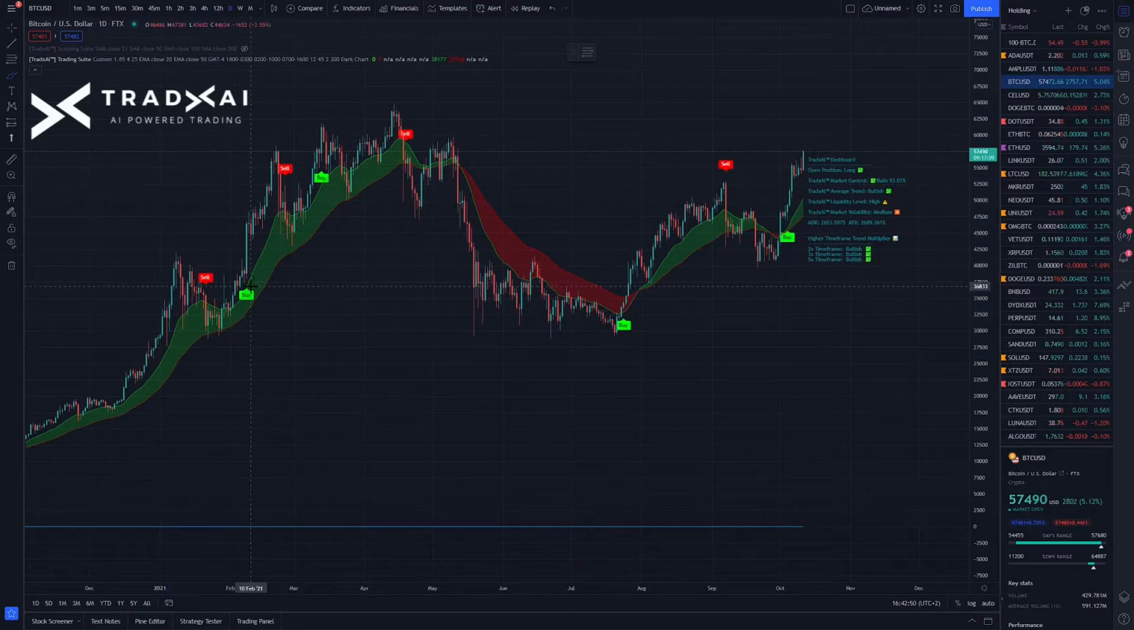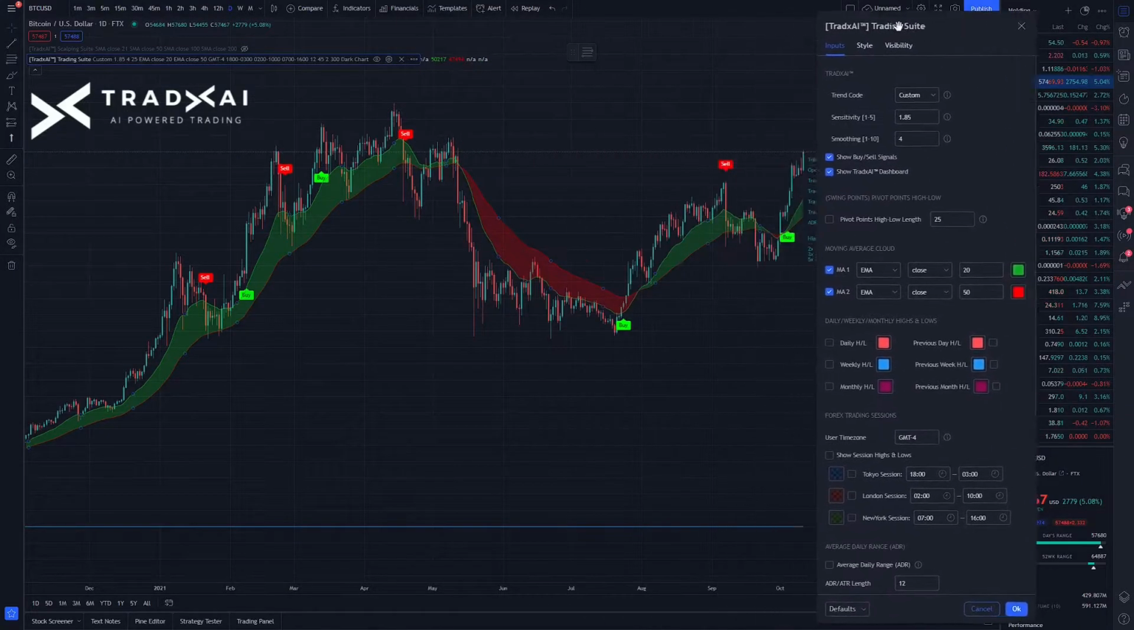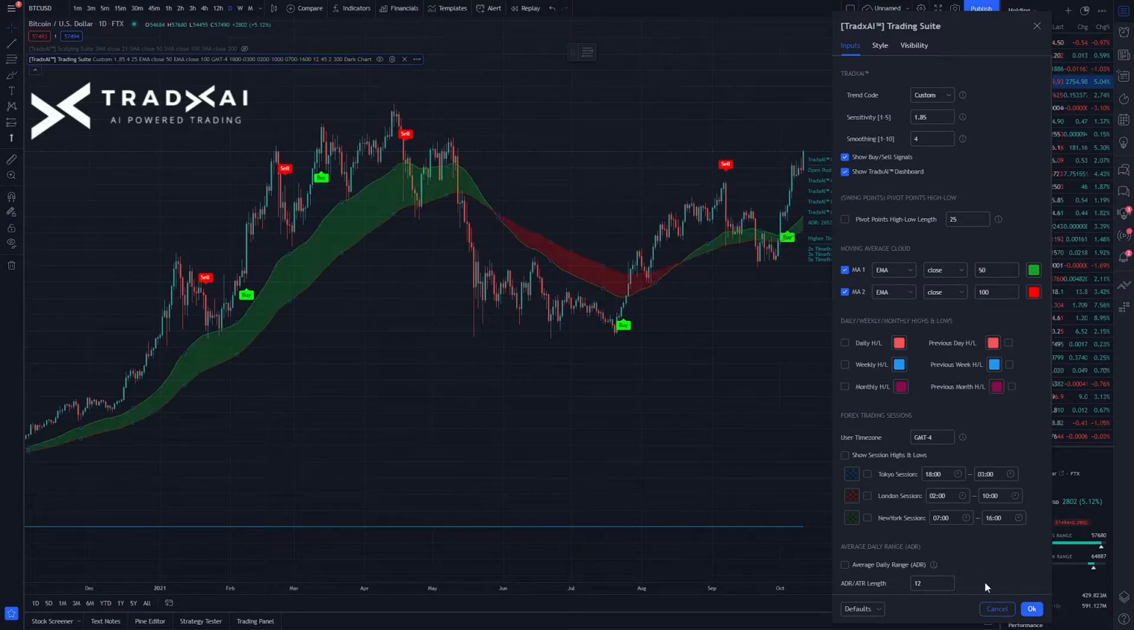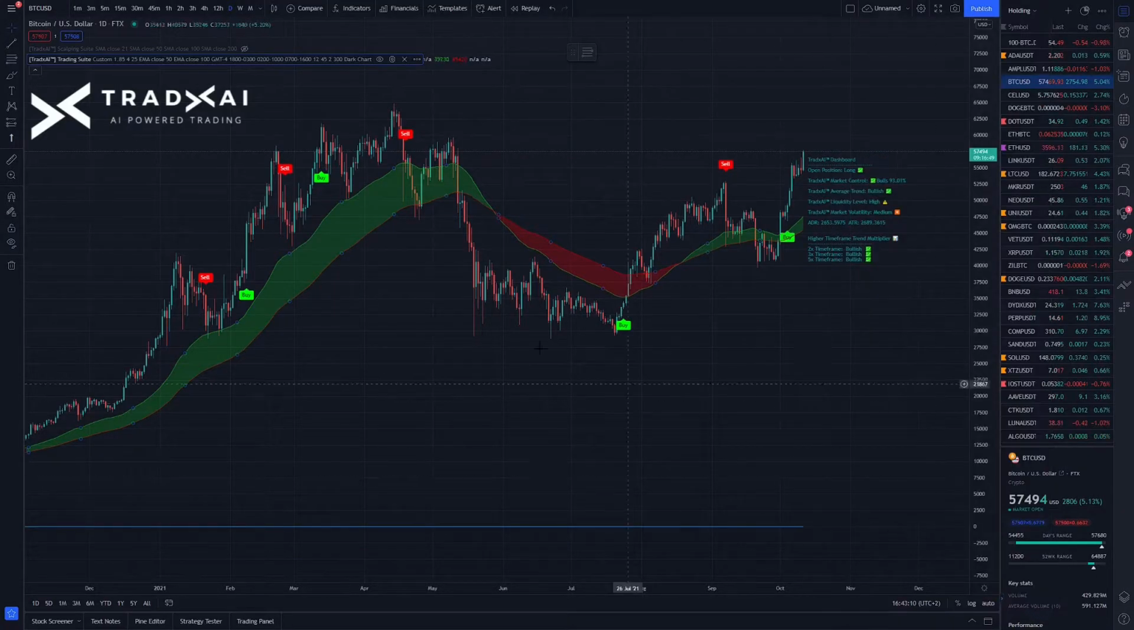If the cloud becomes wider, that means the trend is getting more and more momentum and becomes stronger. If you don't like the noise, you can simply insert higher lengths of moving averages, as for example 50 and 100. You can see there is no more noise and charts are much smoother. If the trend is negative or bearish, the cloud will be colored in red. Those cross points can be used as a good indicator of when to enter and when to exit the trade.